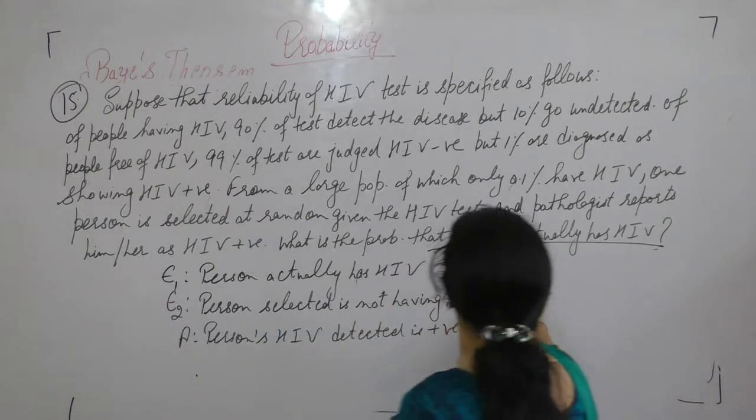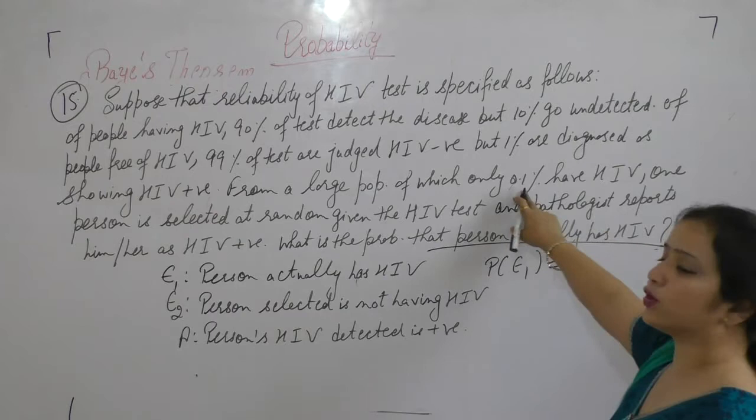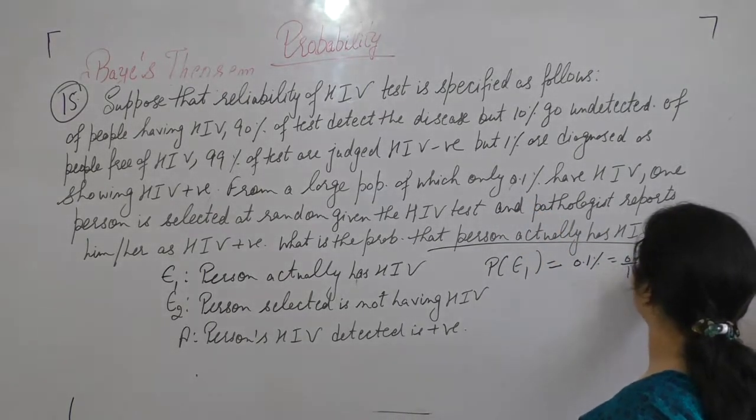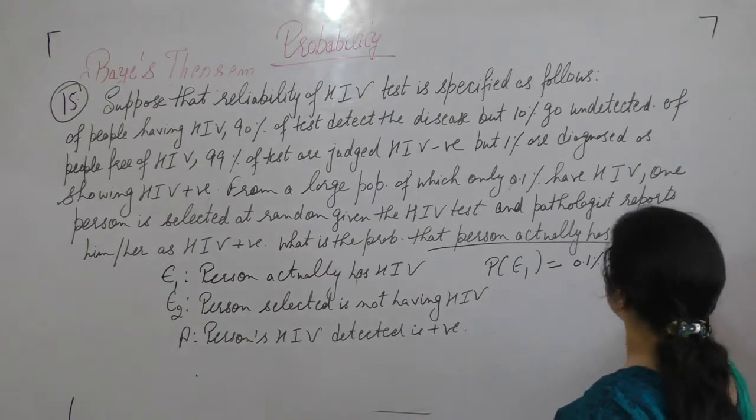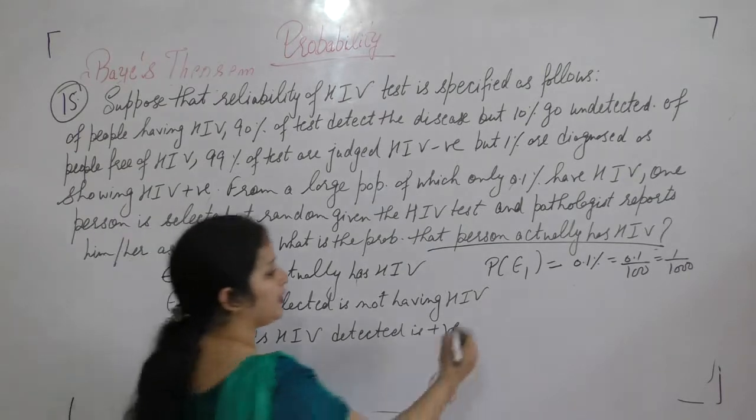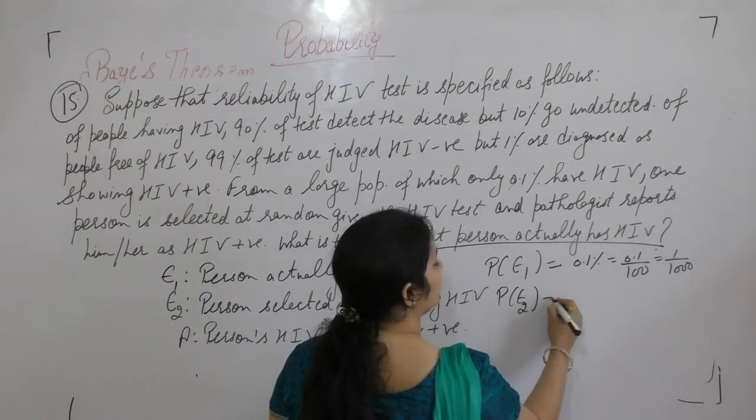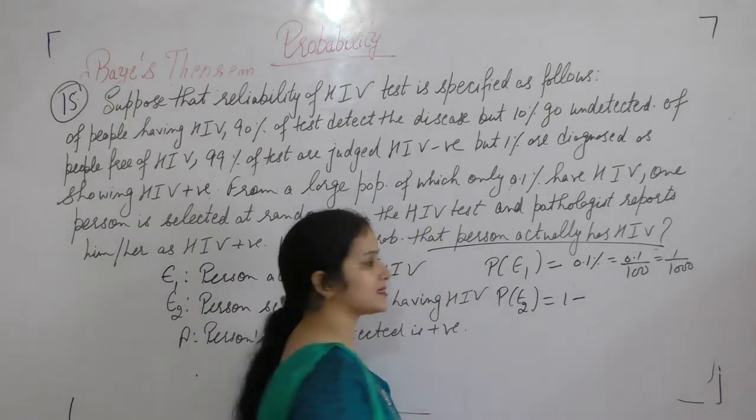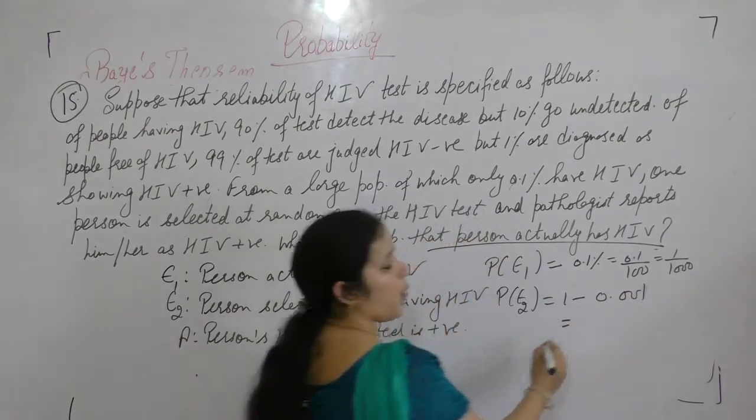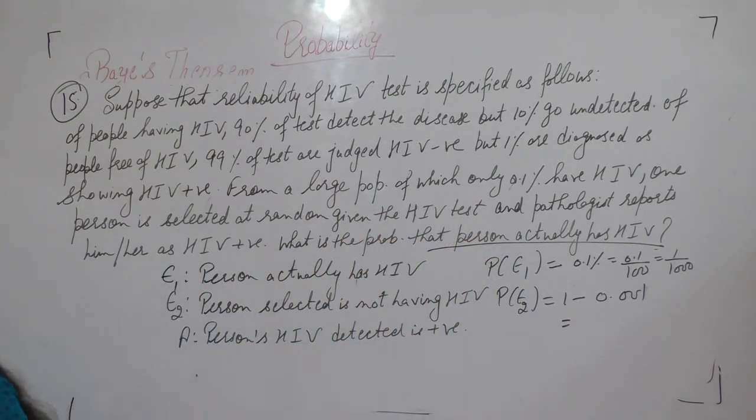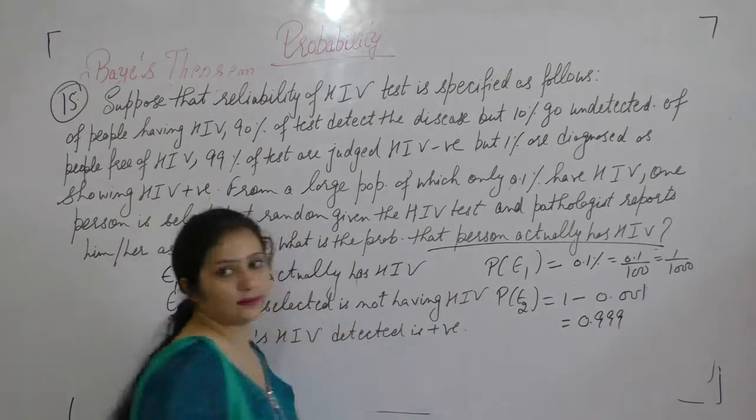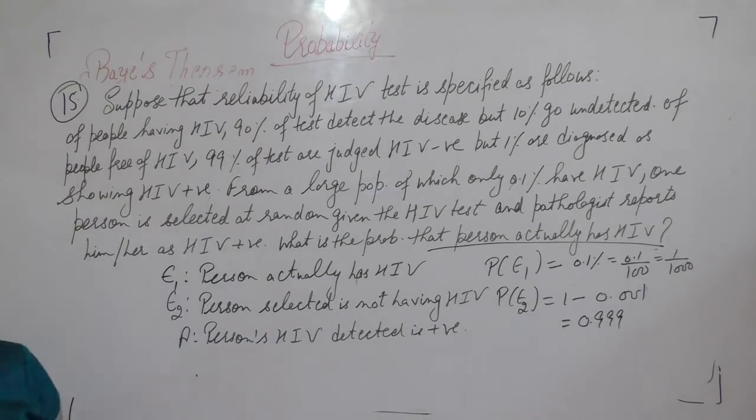Probability of E1 actually है कितने लोगों को 0.1%. So 0.1 upon 100, 1 upon 1000. E2, probability of E2 is total probability minus actually जितने persons को है 0.001. 1 minus 0.001, 0.999.